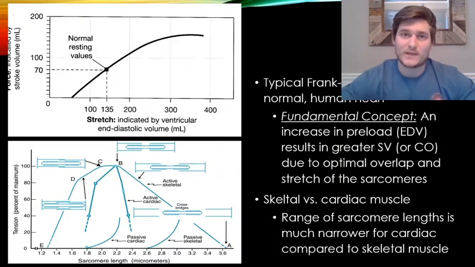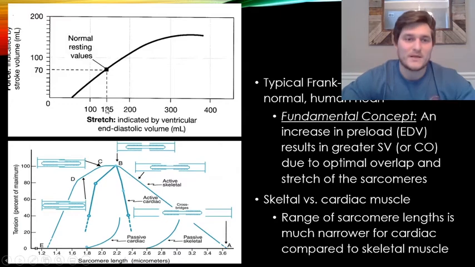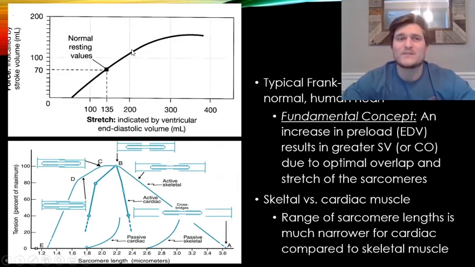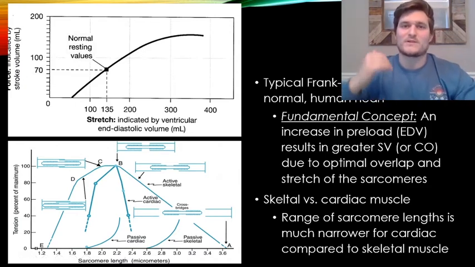So these length-tension relationships are ultimately going to be the basis for the Frank-Starling mechanism, the Frank-Starling Law of the heart. You can see that at a given end diastolic volume at rest, we are going to produce a certain stroke volume. So here, for every 135 milliliters of end diastolic volume, we produce a stroke volume of 70. But as we increase the preload to the left ventricle, as we increase the end diastolic volume, we are also going to increase stroke volume, and that is going to increase cardiac output.